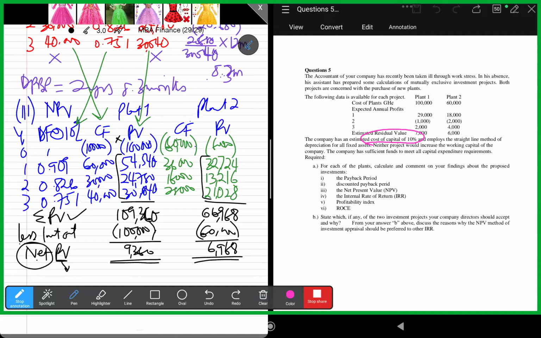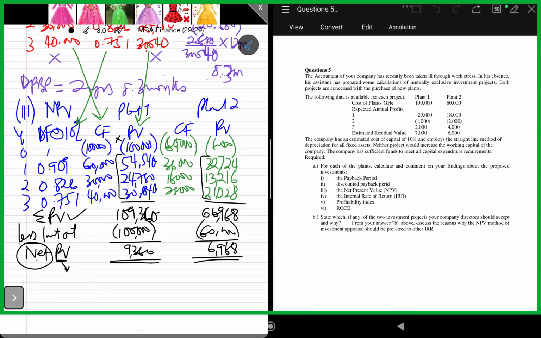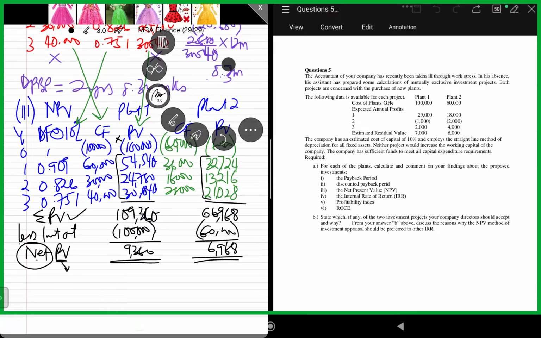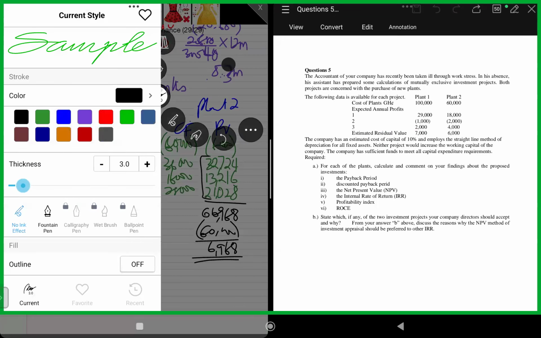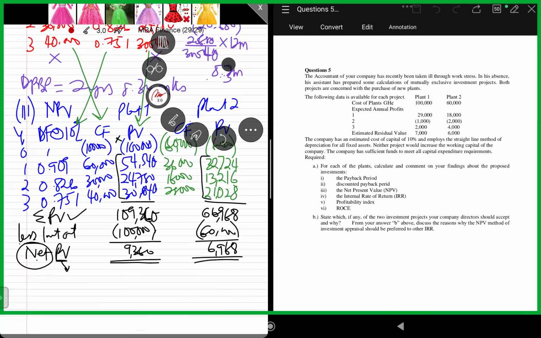But when it comes to the IRR, we have solved the NPV using the 10%. IRR is saying adopt another cost of capital, which will give us a positive. With the first NPV we solved, plant one was positive, right? And plant two was also positive, right? But IRR is saying assume another cost of capital, and then take that cost of capital to compute another NPV.